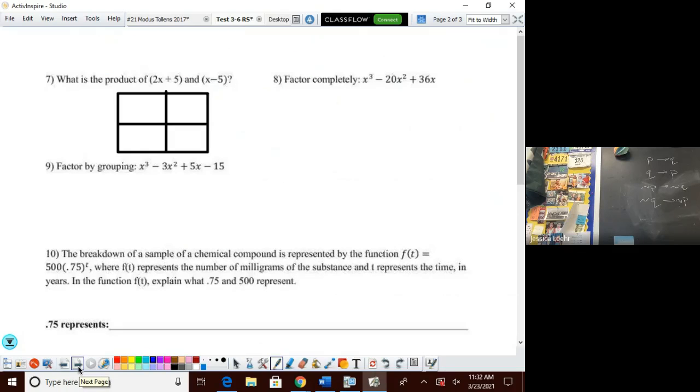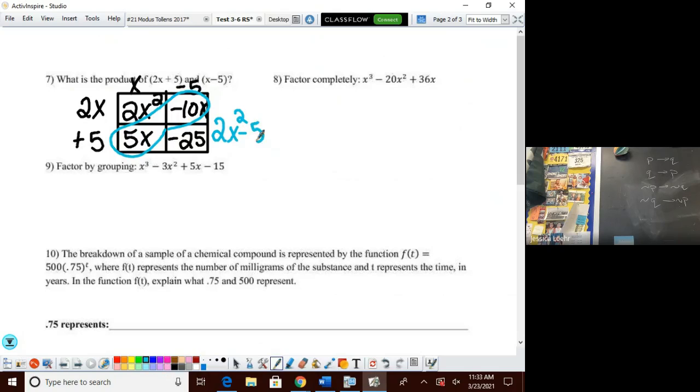Number 7, what is the product of 2x plus 5 and x minus 5? You have to set up the box method here. And when you fill in your boxes, you got 2x squared, 5x, negative 10x, and negative 25. And then you're combining your like terms. So your final answer is 2x squared minus 5x minus 25 for that.